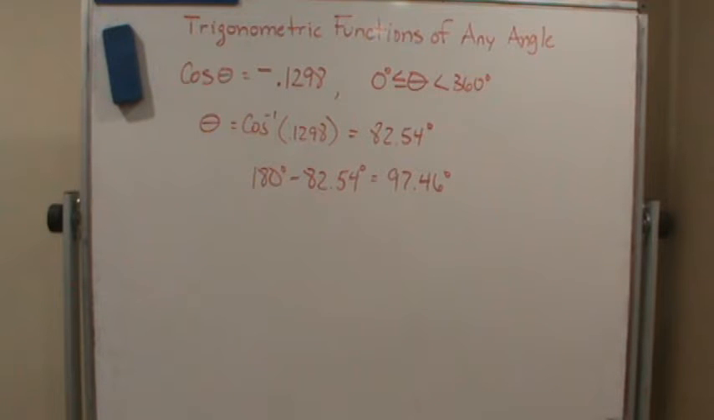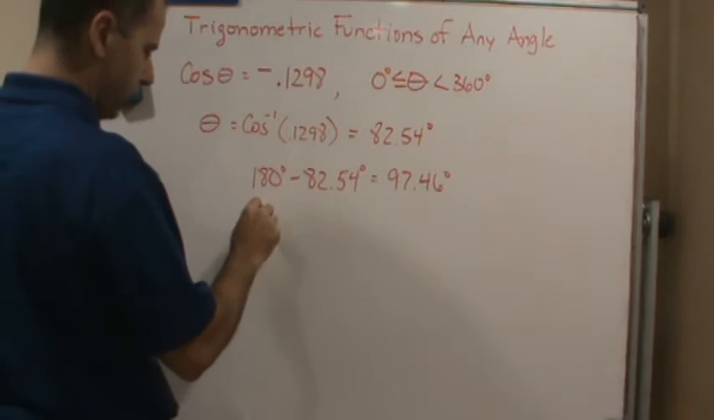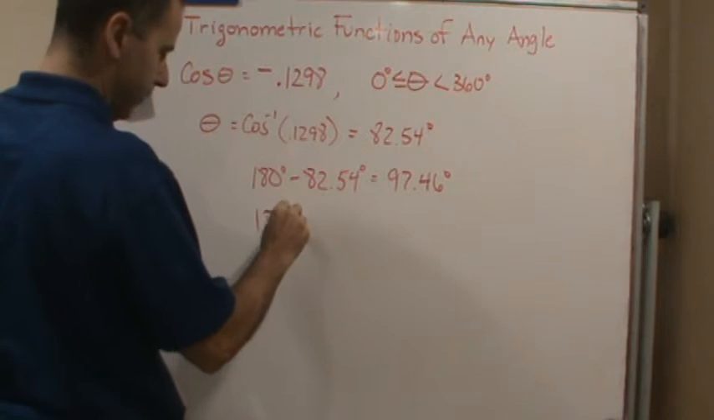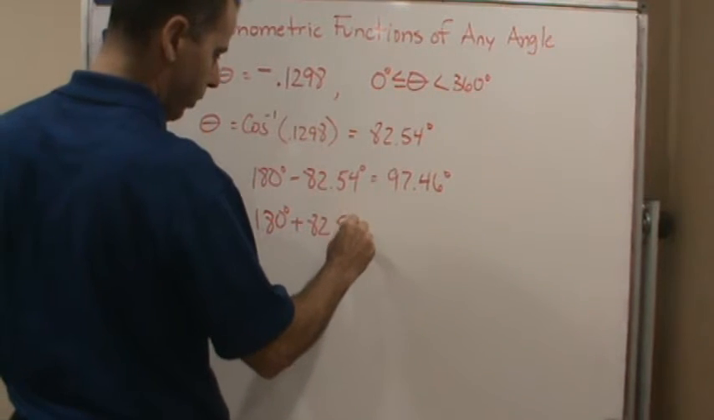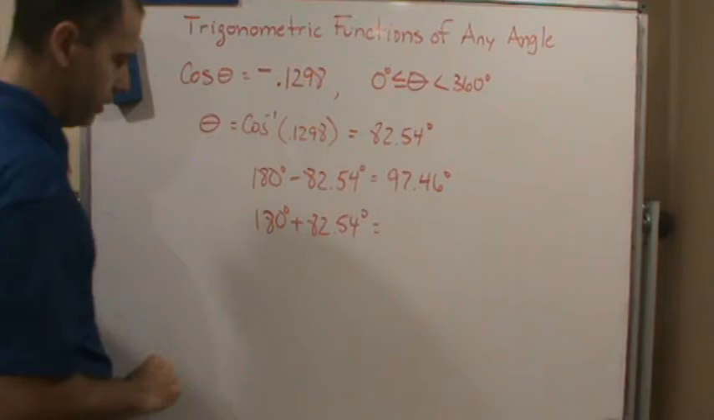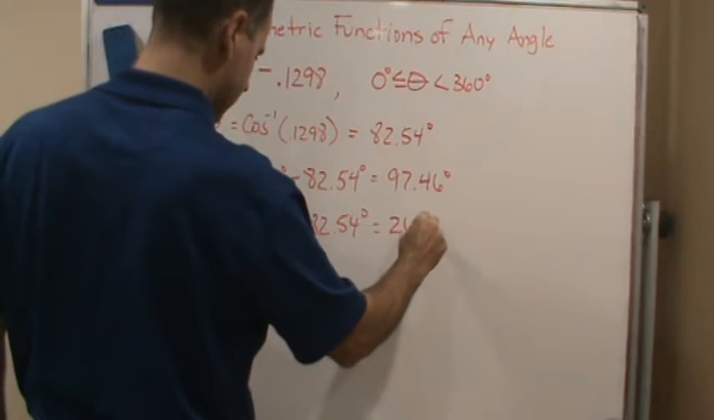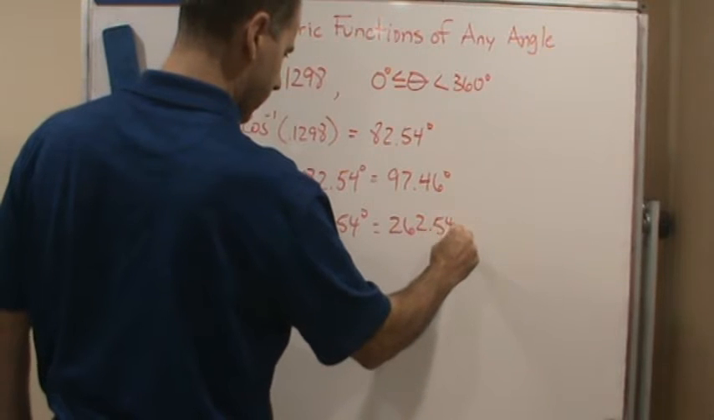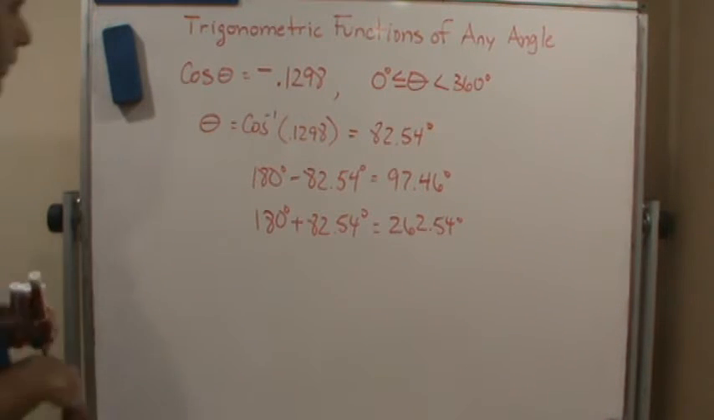Now, to get the third quadrant angle, we would add. So we would take 180 and add the 82.54 degrees, which would give us 262.54 degrees. Okay, and so now here's the thing.